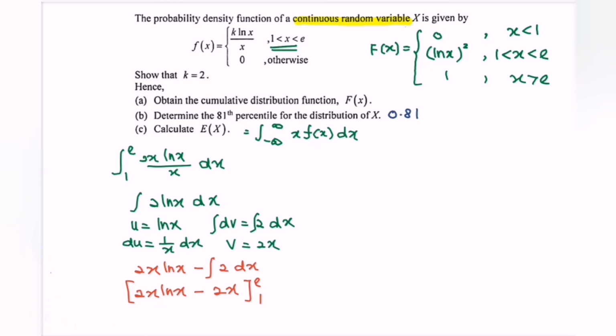Kindly substitute the situation where we have (2e ln e minus 2e) minus, substitute the 1 where we have (2 ln 1 minus 2). Simplify the situation. So in here, we have 1, then we have 2e minus 2e, which is equals to 0. Minus, here we have 0, so we have negative 2, so plus with the 2. So finally, the expected value will be equals to 2.